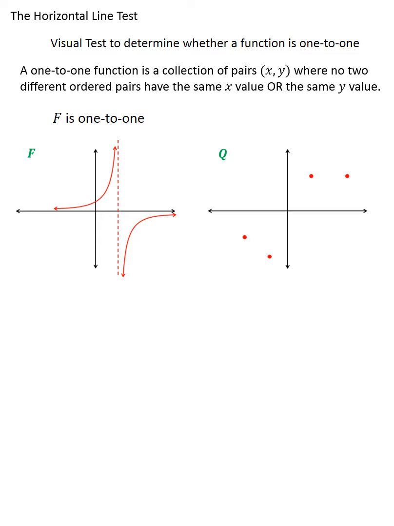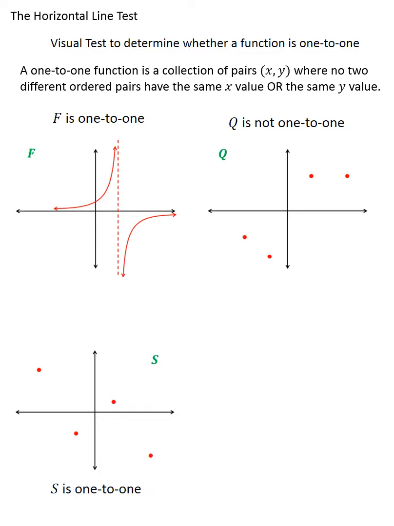Q. This is the same Q we saw a few minutes ago when looking at the vertical line test. And it definitely is a function because no 2 points have the same x value. But it does have 2 points that have the same y value. And therefore, even though it's a function, it's not a one-to-one function. Let's take a look at function S here. No 2 points have the same y value. Therefore, S is one-to-one.